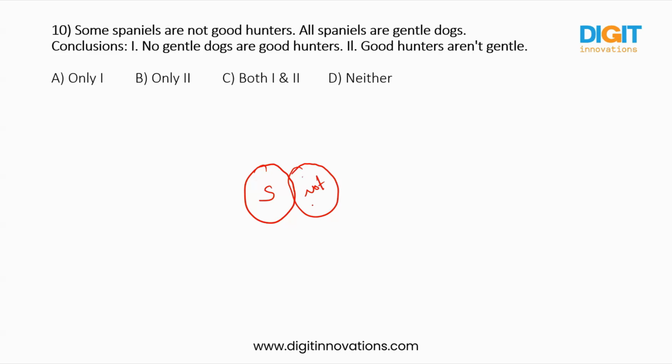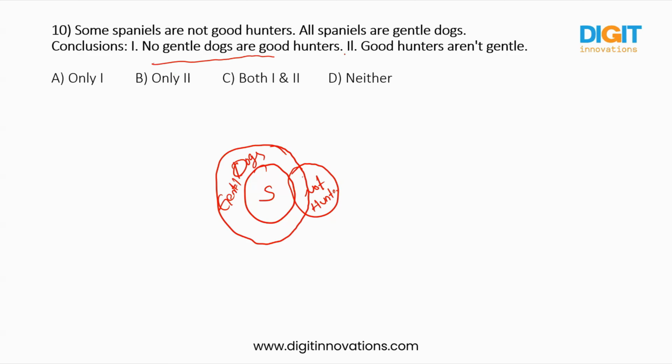Some spaniels are not good hunters. All spaniels are gentle dogs. These are gentle dogs. Okay. Now see the conclusions.